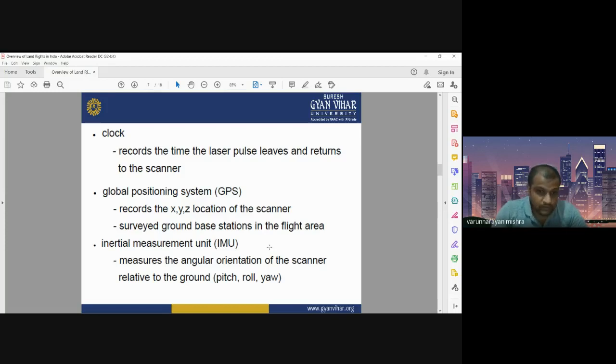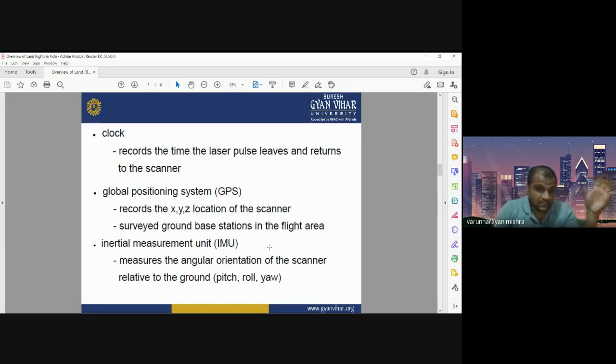And there is also a global positioning system. We all know that the global positioning system is used to record the XYZ location of the scanner. XYZ means latitude, longitude, and height. Okay, the GPS provides you the latitude, longitude, and height of that aircraft. So by getting XYZ information, we can easily create a three-dimensional view when we have the point data sets and the intensity values. Okay, and GPS is used to survey the ground base station in the flight area.